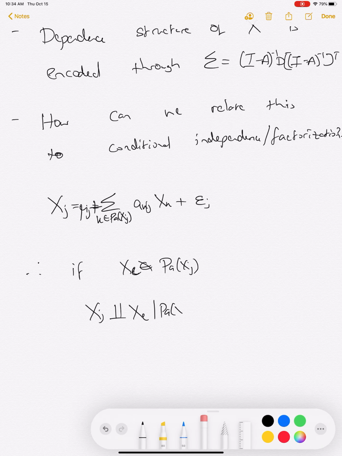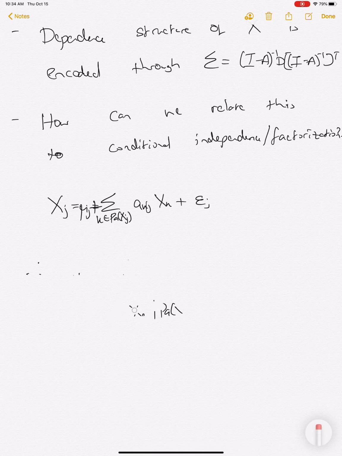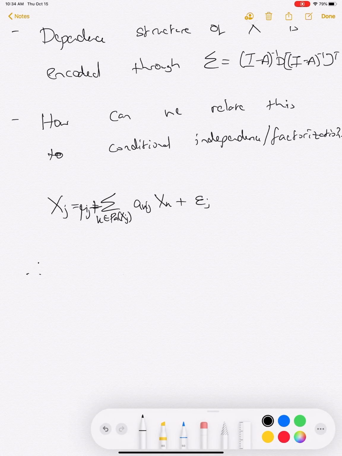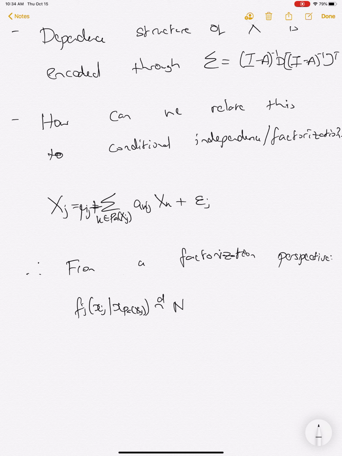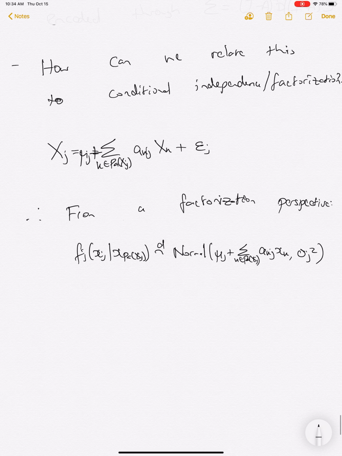So therefore, from a factorization perspective, we have that f_j of xj given x parents of xj is going to be normal with mean mu j plus the summation over k in the parents of a_kj xk, and variance sigma j squared, and therefore the f of x1 through to xp is the product of these.